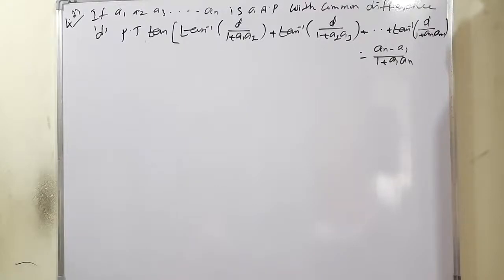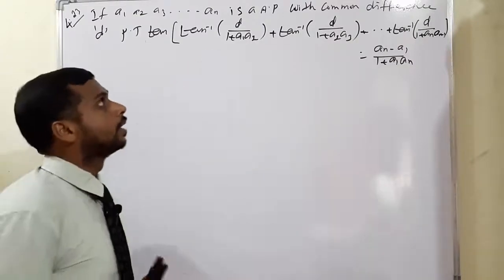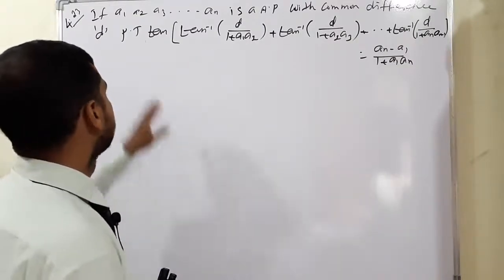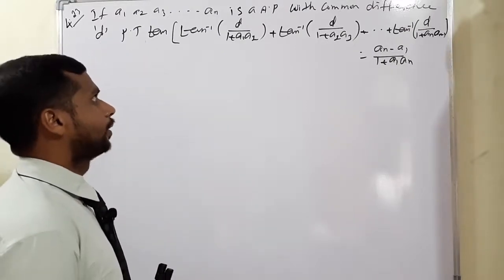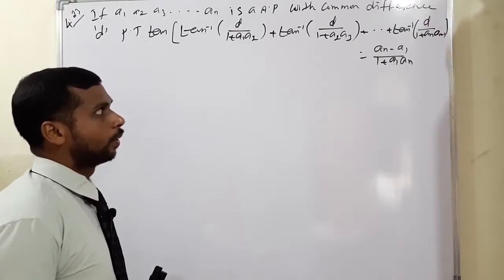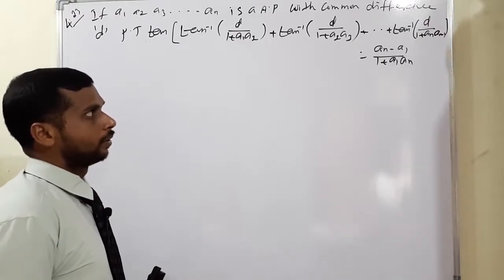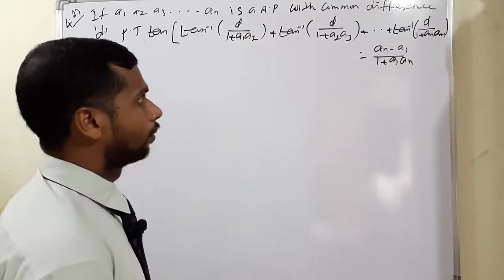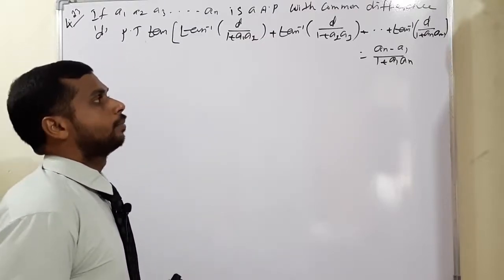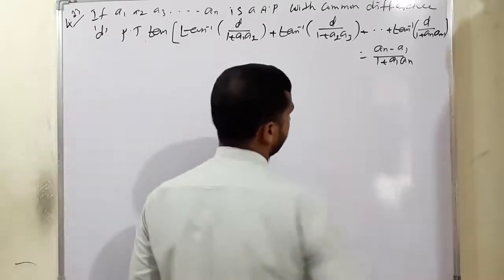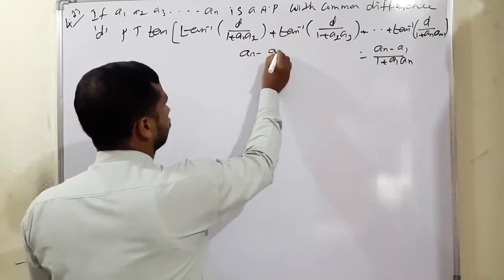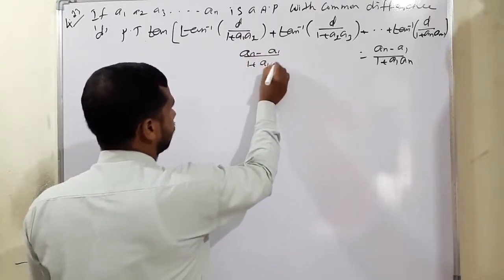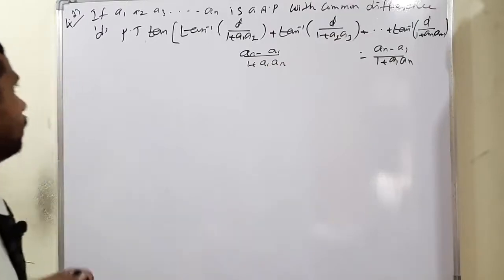If a1, a2, a3, ... an is an arithmetic progression, AP, with a common difference D, prove that tan inverse D over 1 plus a1 into a2, plus tan inverse D over 1 plus a2 into a3, plus tan inverse D over 1 plus an into an minus 1, is equal to... what we have to prove? an minus a1 over 1 plus a1 into an.